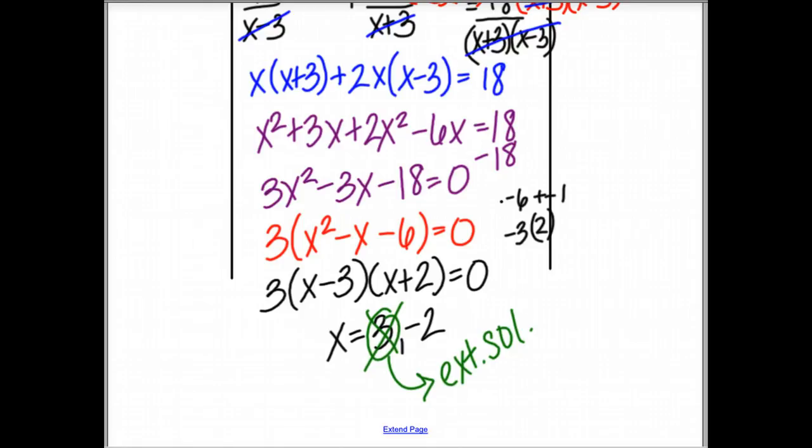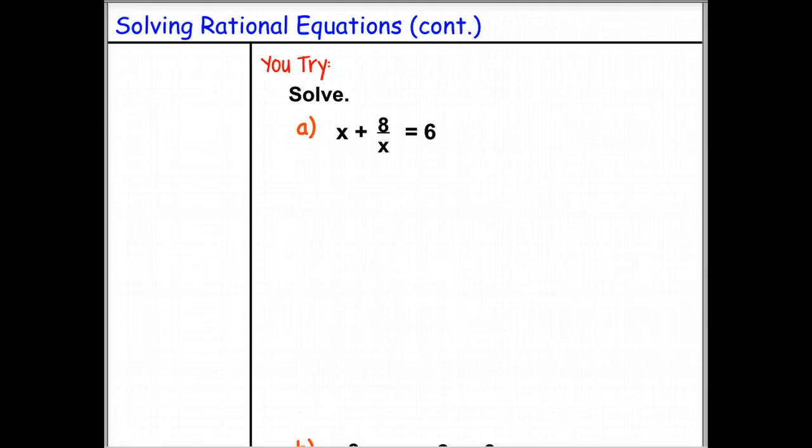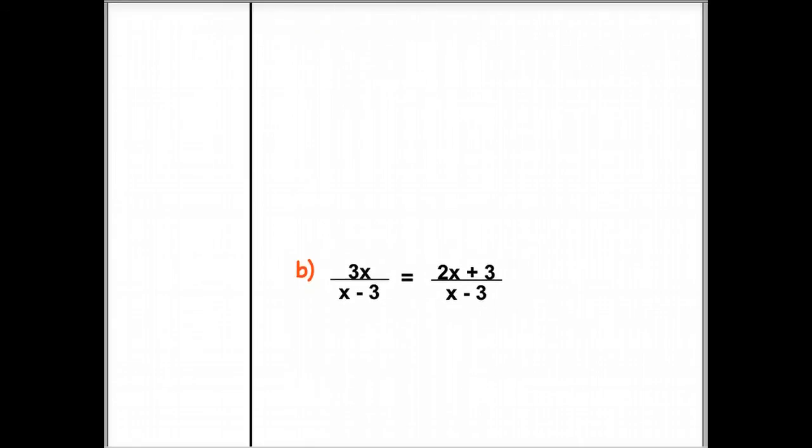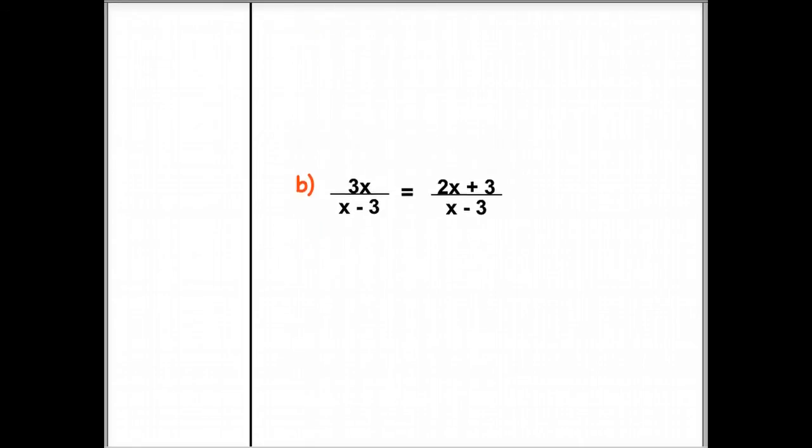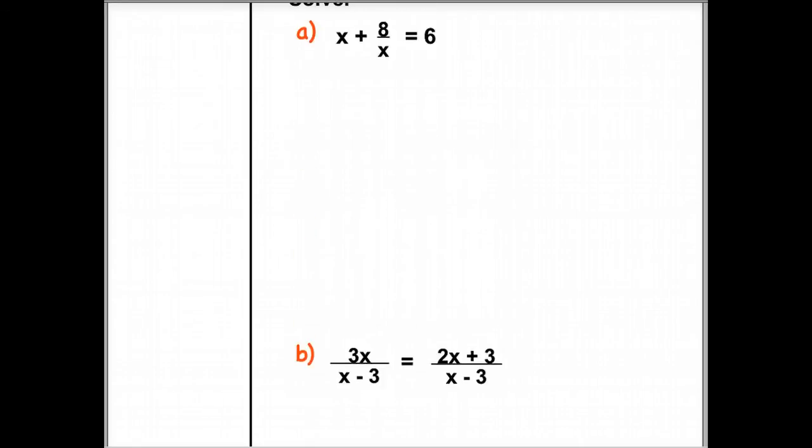Your job now is to go ahead and solve these two U-try problems. Bring your questions with you to class tomorrow.